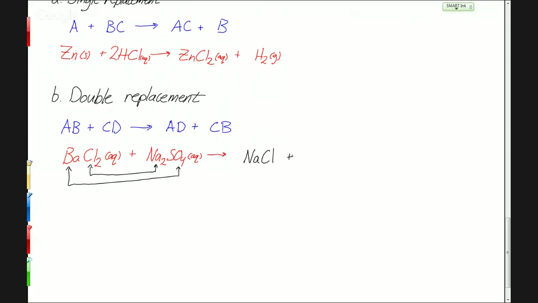And what would the compound between barium and sulfate look like? Just BaSO4, right? Barium is +2, sulfate is -2, so they react in a 1-to-1 ratio. So we would have BaSO4.